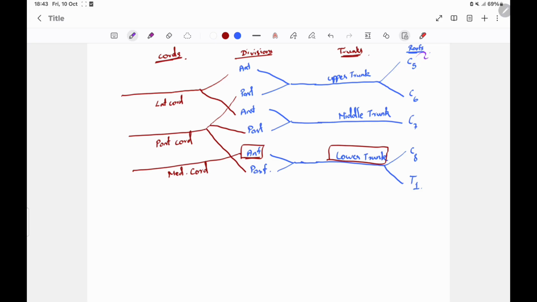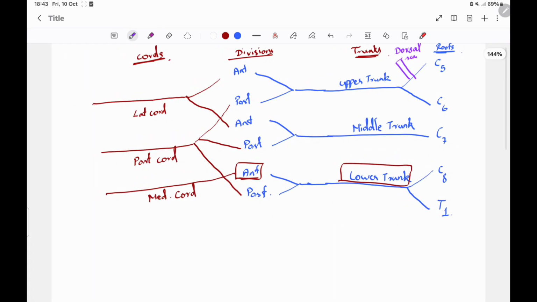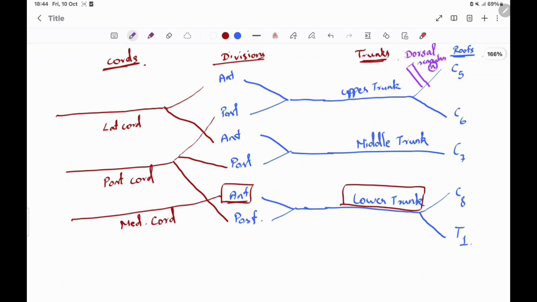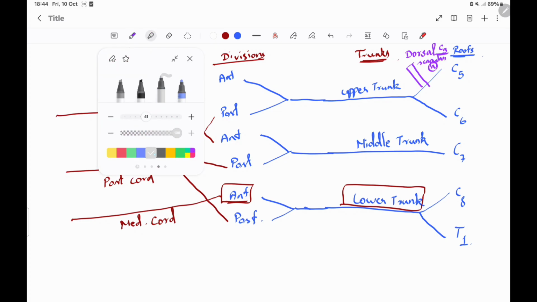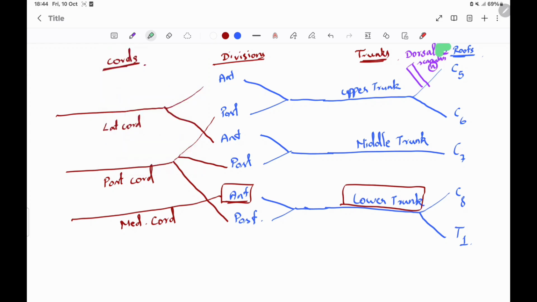In the upper trunk, the C5 nerve root gives the dorsal scapular nerve. So the dorsal scapular nerve has the C5 nerve root.